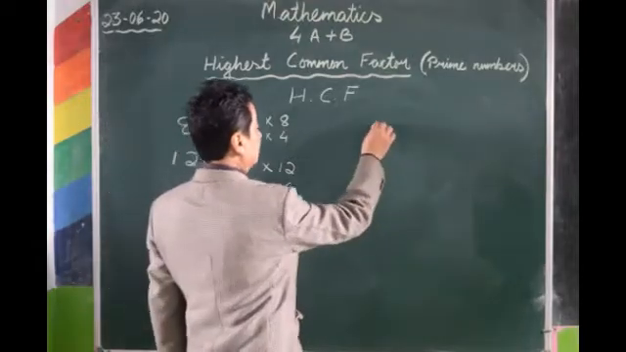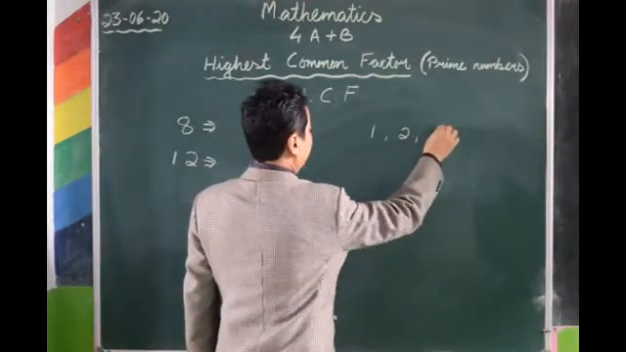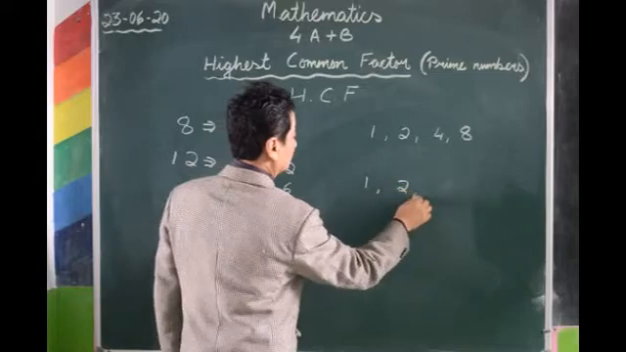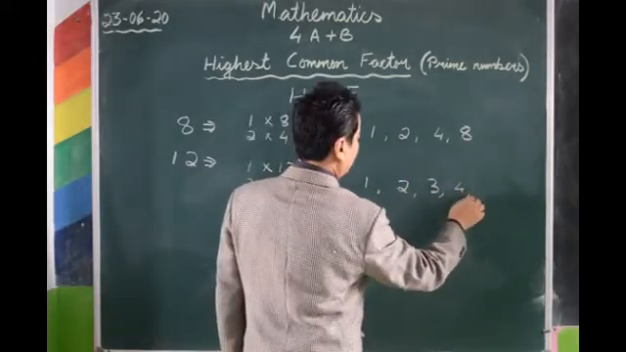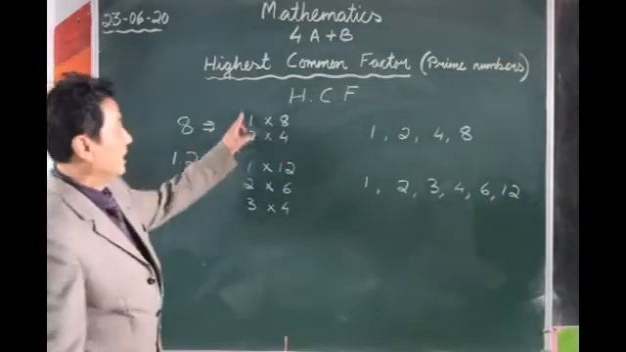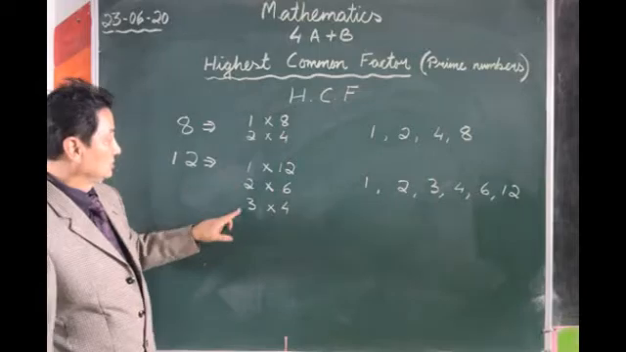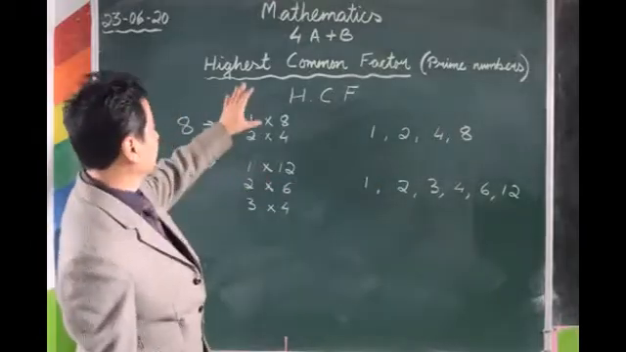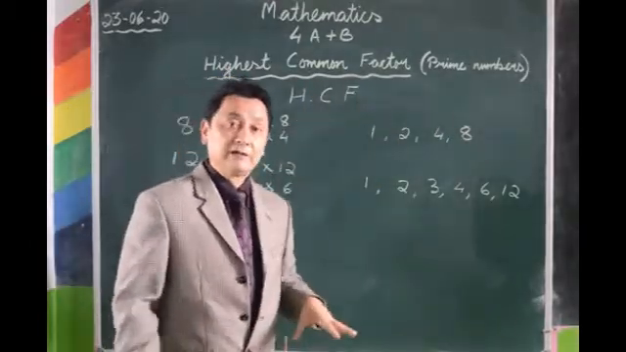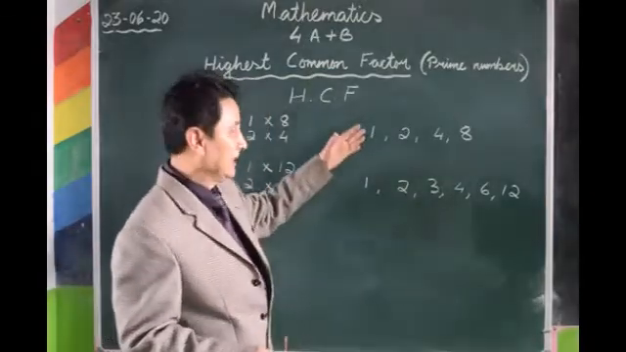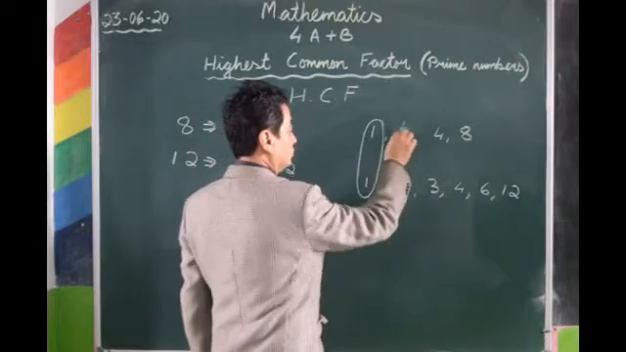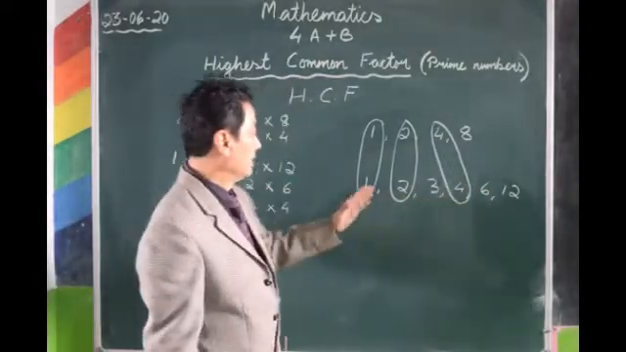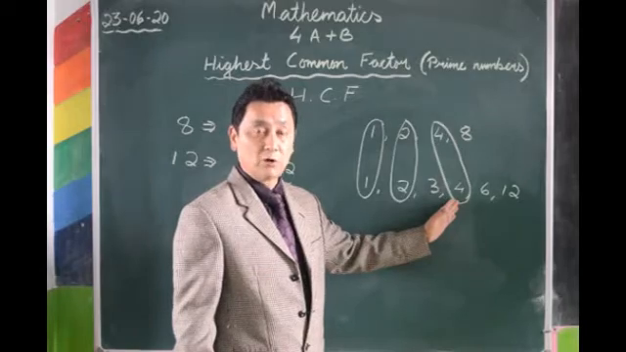The factors of 8 are 1, 2, 4, and 8. The factors of 12 are 1, 2, 3, 4, 6, 12. Now what does it say here? It says highest common factor. There may be some factors which are the same in both 8 and 12. For example, 1 and 1 is there, 2 and 2 is there, 4 and 4 is there. So the common factors of 8 and 12 are 1, 2, 4. There are three factors which are common to 8 and 12.